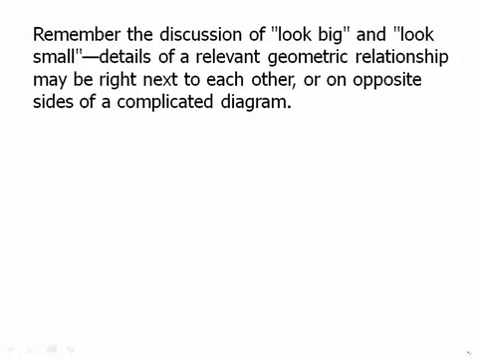Remember the discussion in that earlier video of look big versus look small. In other words, details of a relevant geometric relationship may be right next to each other in a diagram, or they may be on opposite sides of a complicated diagram. Doesn't matter whether the triangle is tiny or big, the three angles in it still add up to 180. So you need to be able to train your eye to see both the small shapes as well as the large shapes that cross over many others.